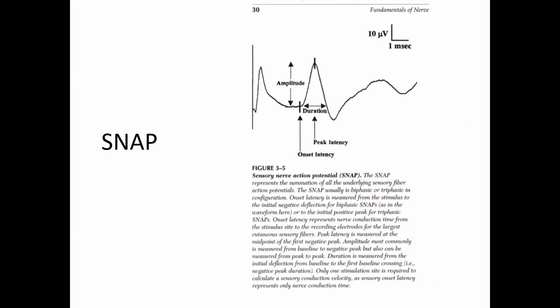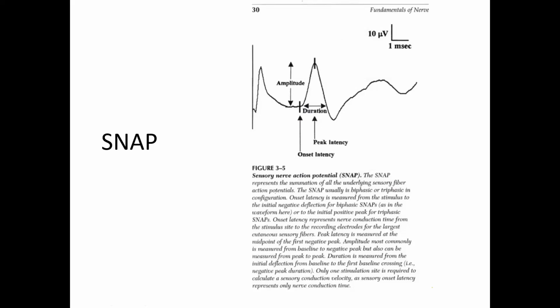The onset latency, again the same thing. Onset latency is measured from the stimulus to the initial deflection, which is negative deflection. This is for biphasic SNAPs. And an initial positive peak can happen in the triphasic. Positive means going down like this. So a positive peak may happen for the triphasic SNAP.